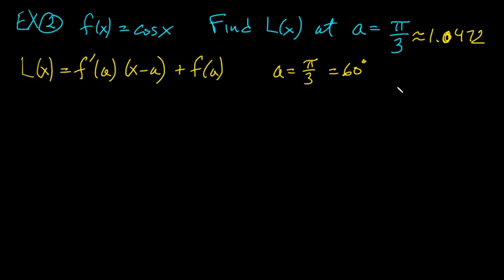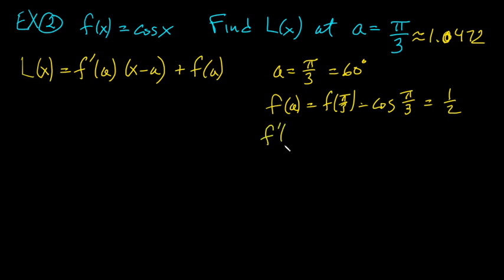We have, first of all, what do we need? We need f of a. So that's f of pi over 3, which is cosine of pi over 3, which is 1/2. Again, that's one I know by heart. Hopefully you don't have to plug that in a calculator, but if you do, you'll get 1/2.